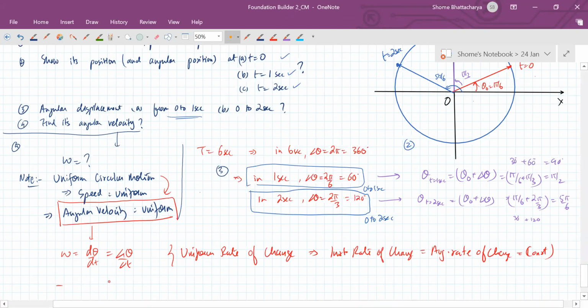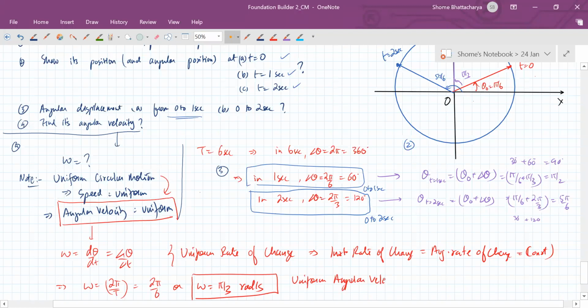Okay. So the angular velocity here will become, now the time period is this. No? So delta theta will be 2 pi in one time period. That is given to us as how much? 6 seconds. No? So 2 pi by 6 or pi by 3 radians per second. Okay. So this has a uniform angular velocity of pi by 3 radians per second, because it is a uniform circular motion. Okay. So hope this concept is clear to all of you here.